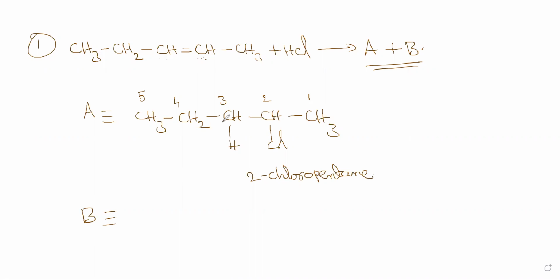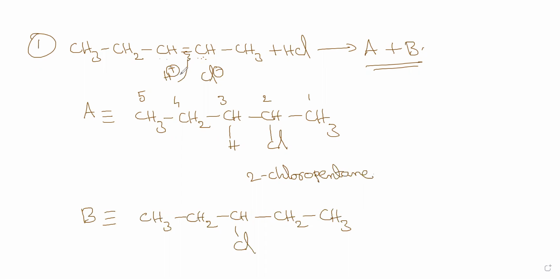Suppose chlorine is added in the third position: CH3, CH2, CHCl, CH2, CH3. So how does the addition take place? You put one H plus here and Cl minus here from HCl. Simply break this bond and then add these two here and here. That's all you have to do.